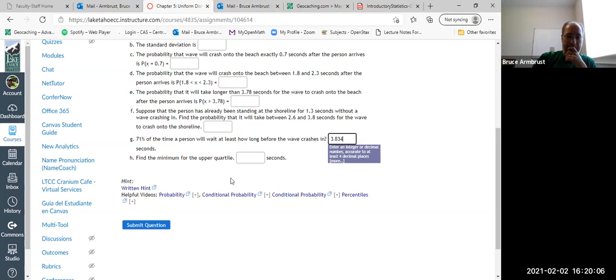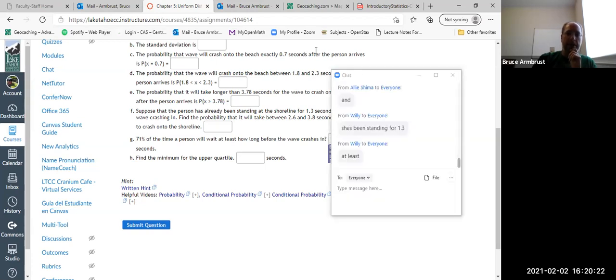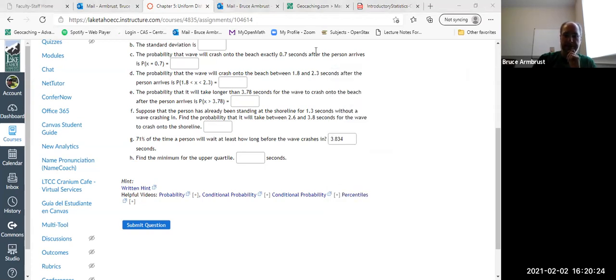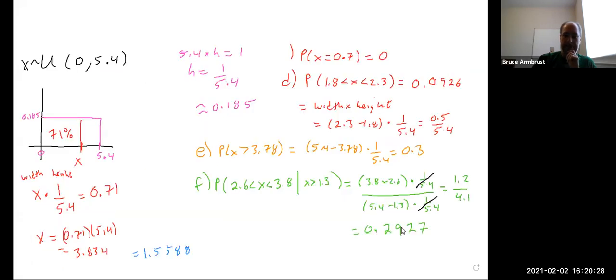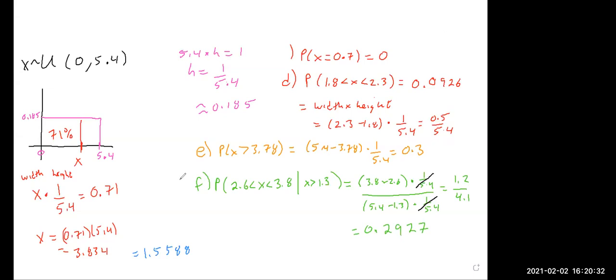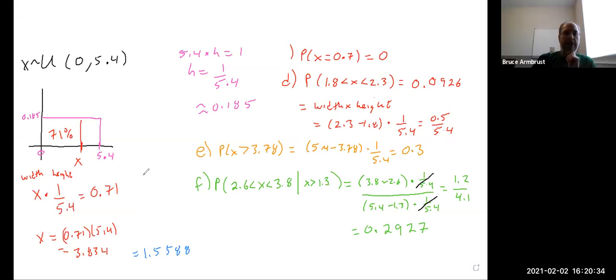We'll see here. But for sure, we can answer part H. So find the minimum for the upper quartile. So for the upper quartile, what percentile is that? Would that be 75%? That would be 75.